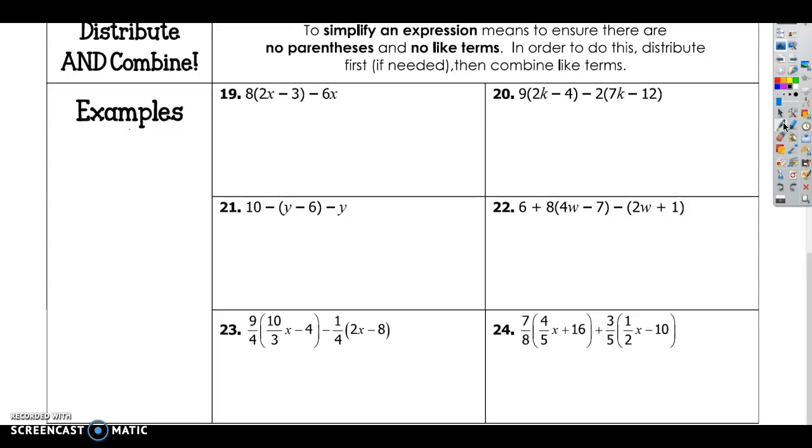All right, guys, just a few more that we're going to do. These are multi-step expressions where you have to simplify and then maybe combine like terms. So we are going to look at 6 more examples, and then you can get started on your homework. All right, so 8 times 2x is 16x.